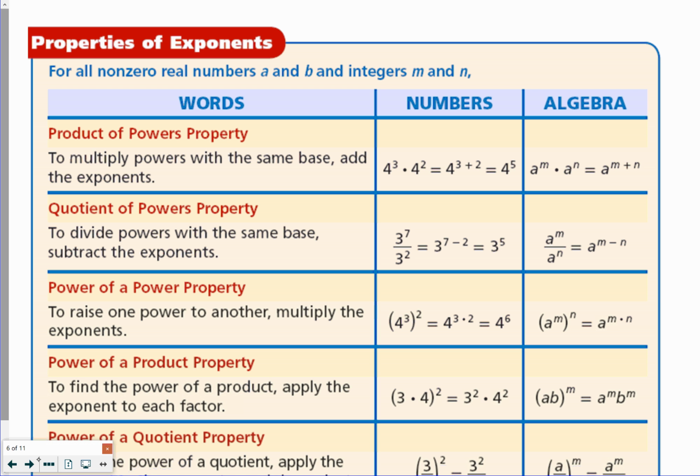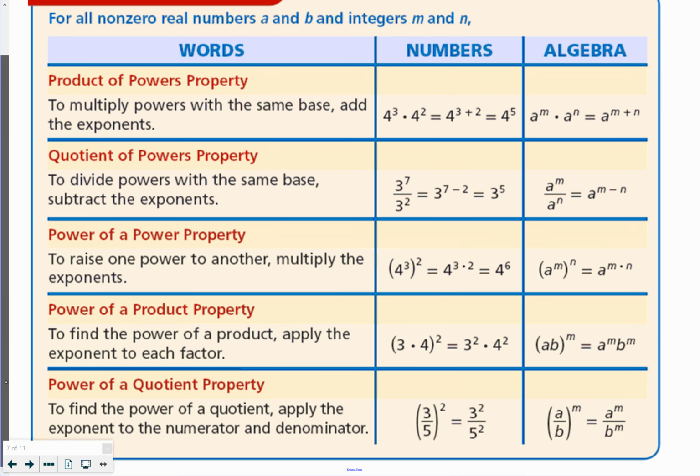Okay. Skip that one. Okay, now, oh my gosh. Whoa. That's a lot of properties. But, lucky for us, you've already done all of these. Take a quick peek at some of these over here.